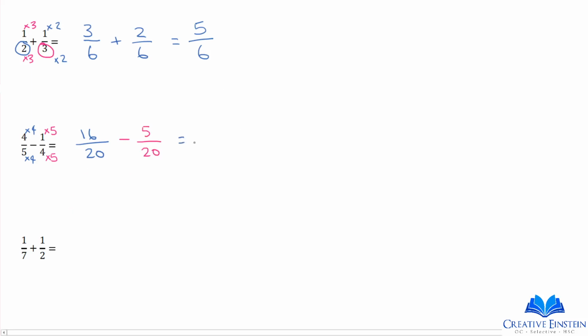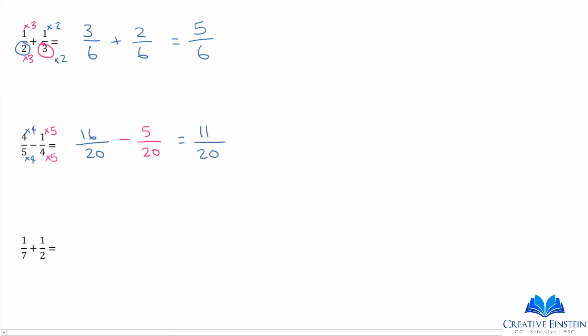And my answer is always going to be over 20 because remember, the bottom denominator stays the same when we're adding or subtracting once we have changed it. So 16 minus 5 is 11, so my answer is 11/20.